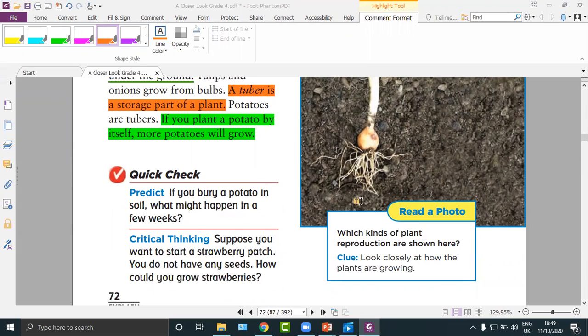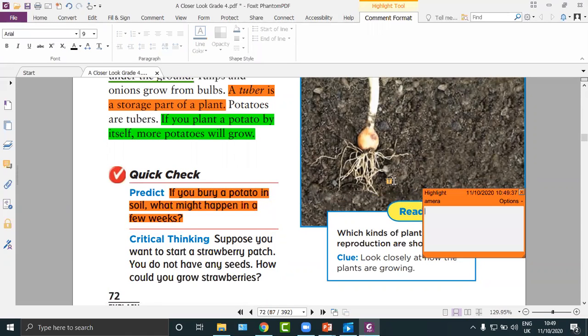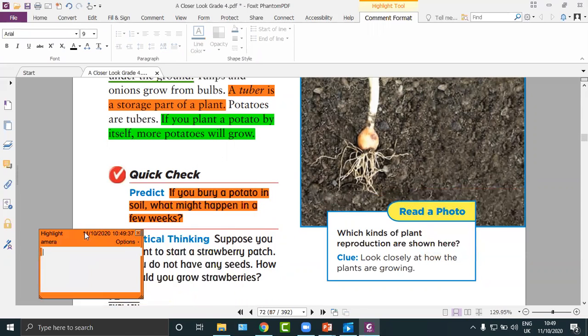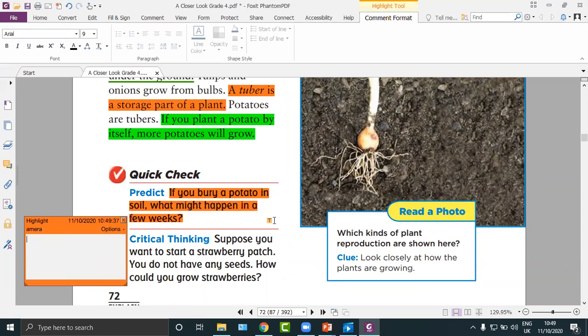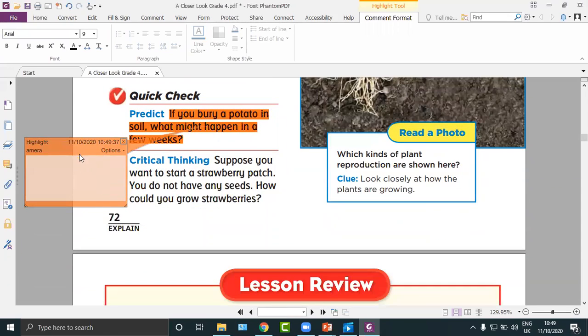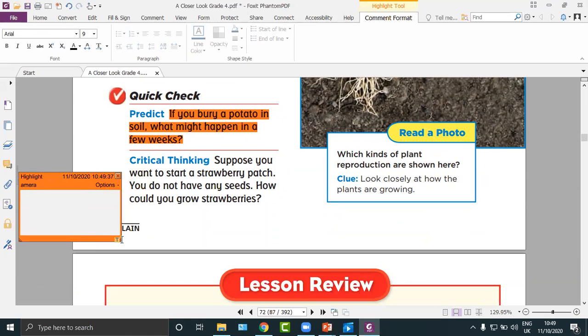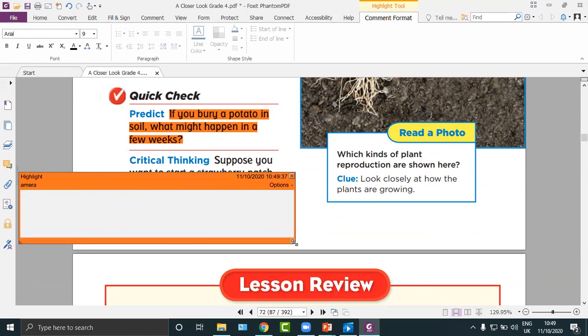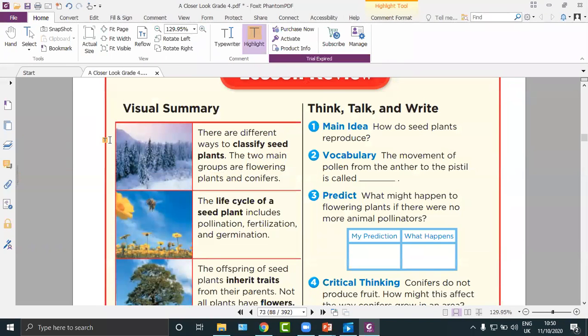Quick check. Read, predict. Grow a potato in soil. What might happen in a few weeks? A new potato plant will grow. Yes, here, a new potato plant will grow. And here is the answer, right? Write the answer.